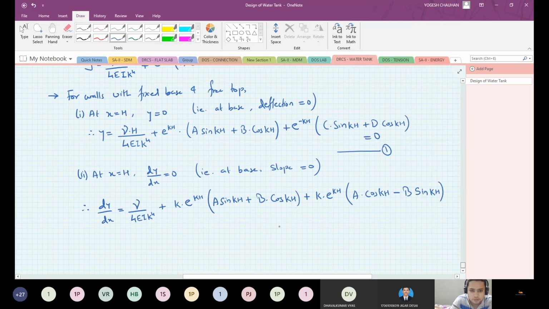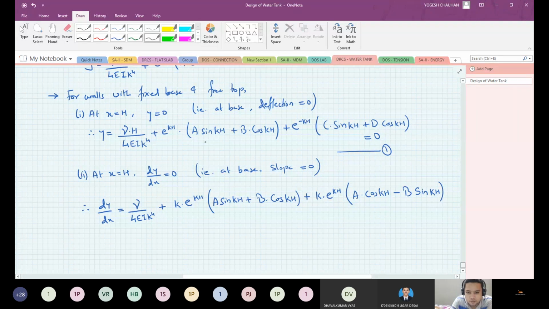So what we have done here is we differentiate this term and simultaneously put the value of x equals to h. To differentiate this, we first differentiate e raised to the power kh with respect to x. So differentiating this, it will be k times e raised to the power kh, and this term is constant, keeping this term as constant.